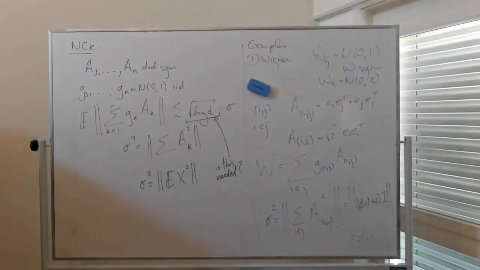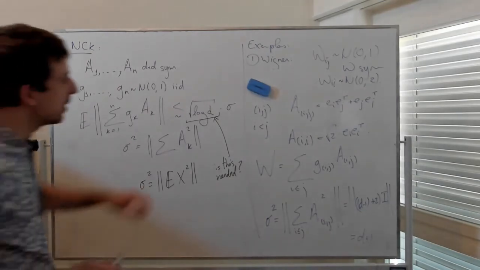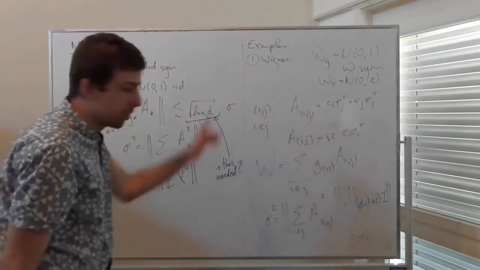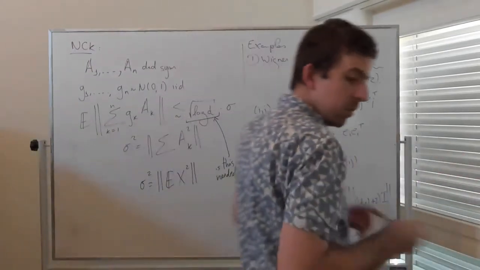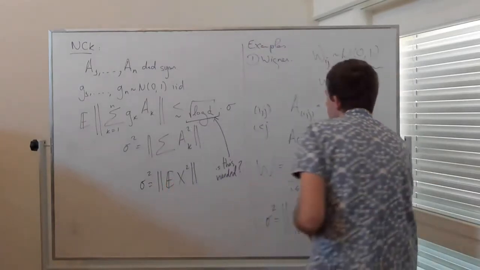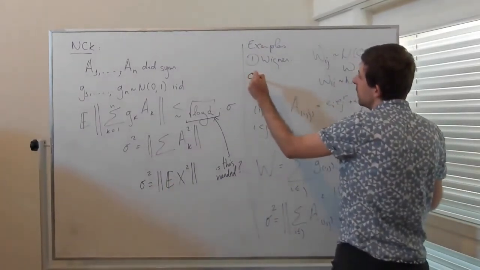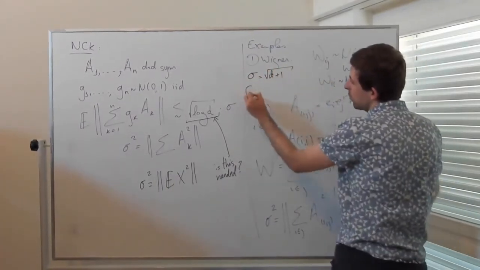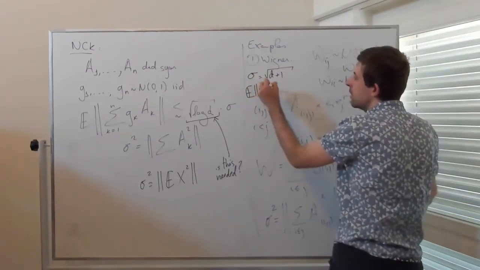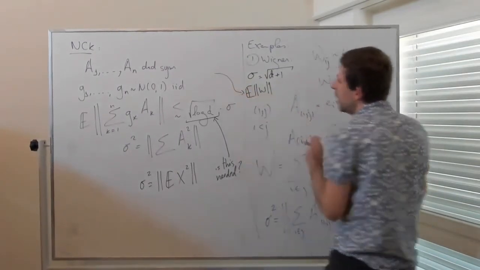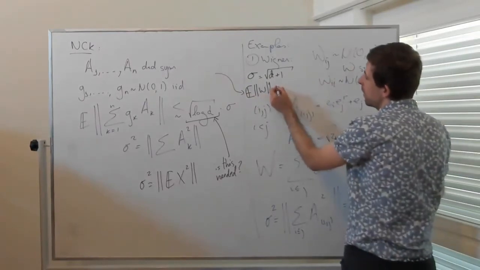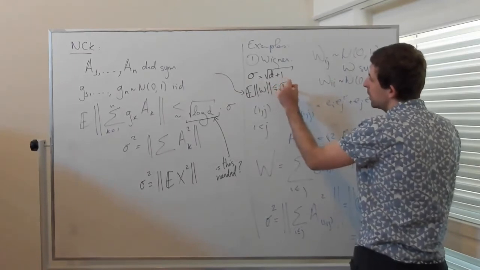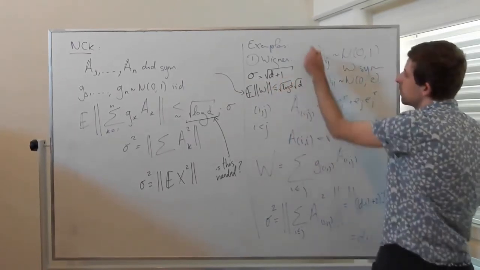And so we have that the sigma parameter is exactly square root of d plus 1. So let's use another color to write over there and see exactly what non-commutative Khintchine would give us. The sigma parameter here is d plus 1. So what would non-commutative Khintchine imply? It would imply that the spectral norm of the Wigner is smaller or equal than square root log d times square root d.